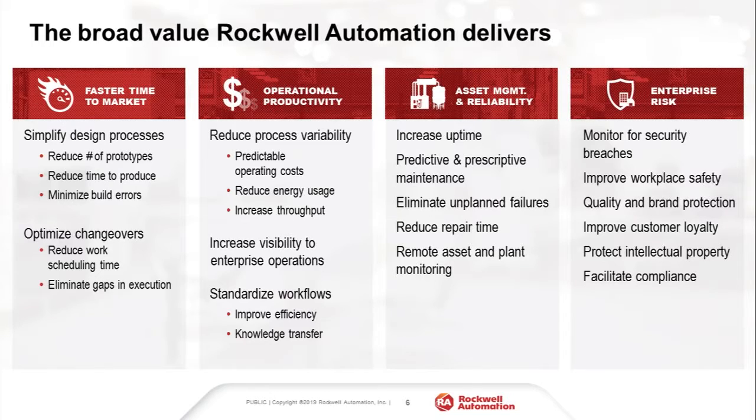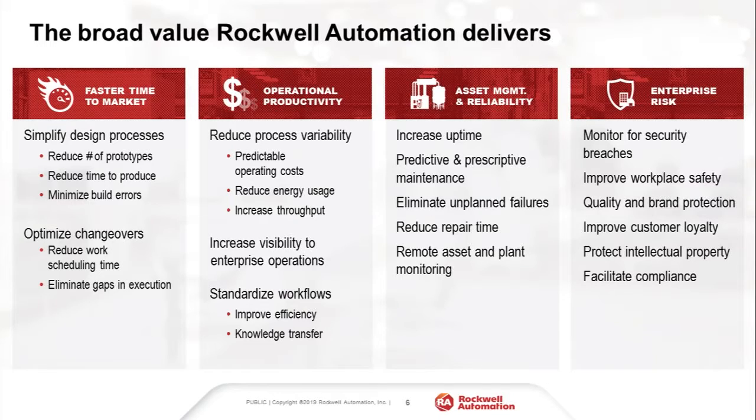In looking at this, we take a customer-centric view. What does this mean to the customer? Because we already have the products, now we need to tie them together to bring value to the customer. So we try to do that in these 4 pillars, as we call it. Faster time to market, operational productivity.